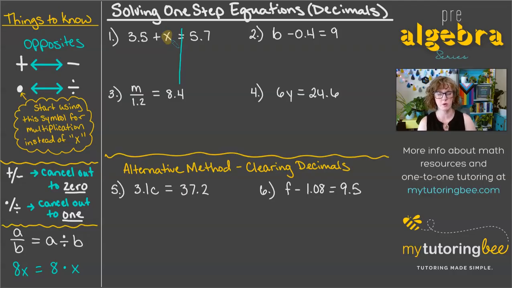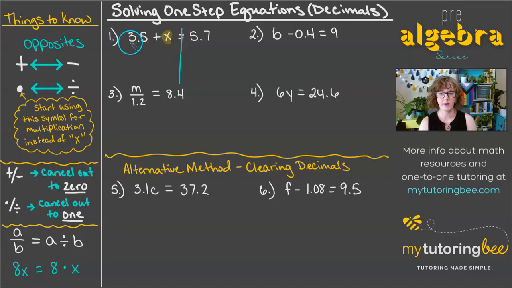I did just post a video about solving one-step equations with integers. If you want to check that out, it gives you a lot of these steps and the reasons why we add, subtract, multiply, or divide in order to solve these equations. I'm going to put a link for that in the description. But honestly, with decimals the methods are pretty much the same. We're just working with decimals instead of integers.